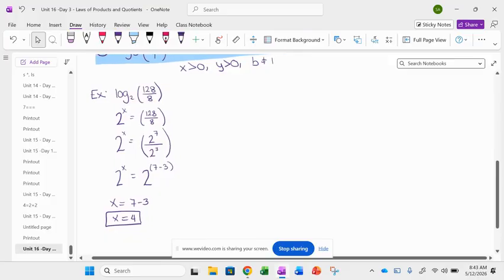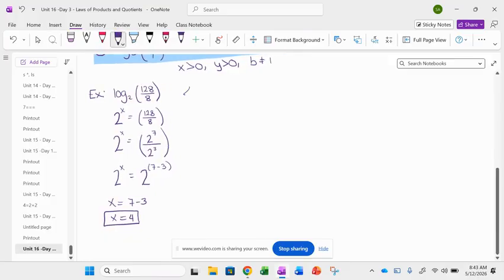And now, I'm saying that, again, it goes both ways here. I could turn the division of an argument into log subtraction. So I could say this is the same as log base 2 of 128 minus log base 2 of 8.